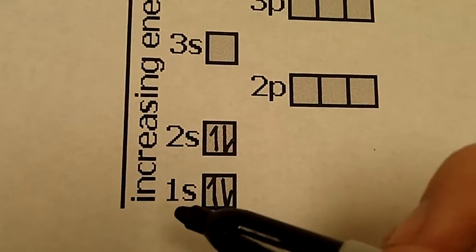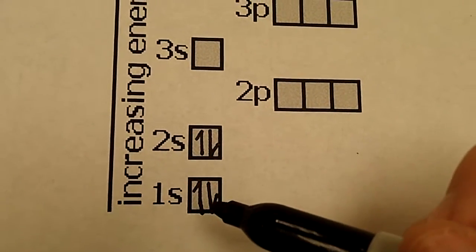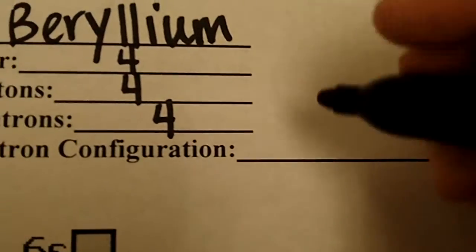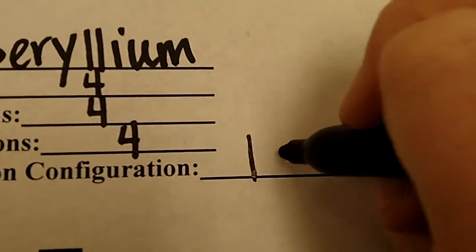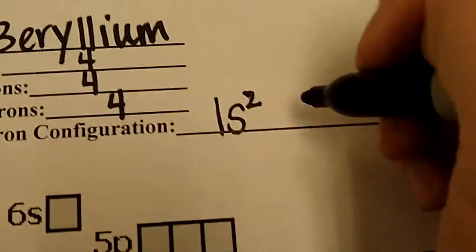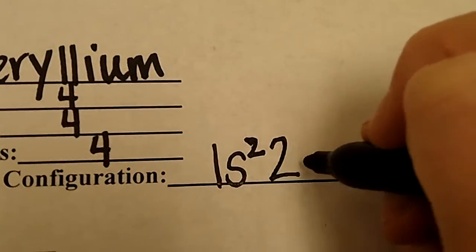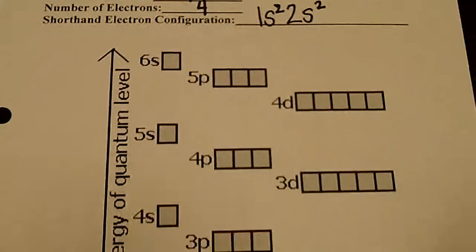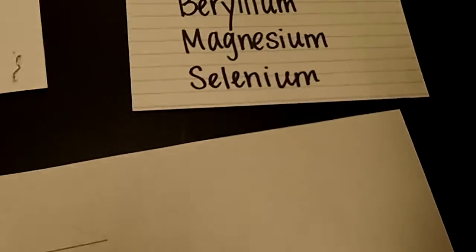Now you have to make that shorthand. So you would say 1s, and that there are 2 electrons, so you make a little exponent. You write 1s2 and 2s2. Okay, that's brilliant. Nice job. All right, so we're going to move that over. Okay, the second one we're going to do, so very good.